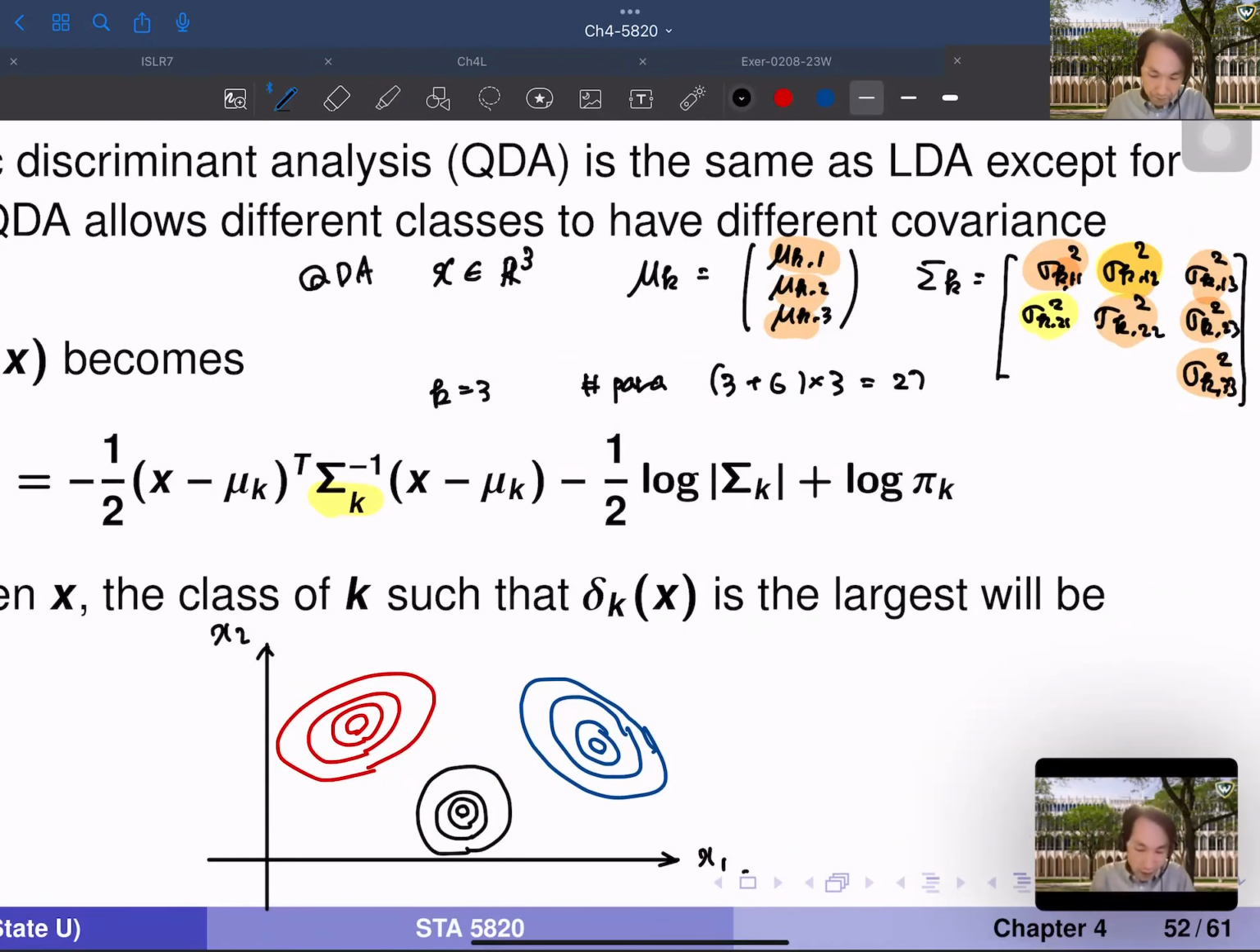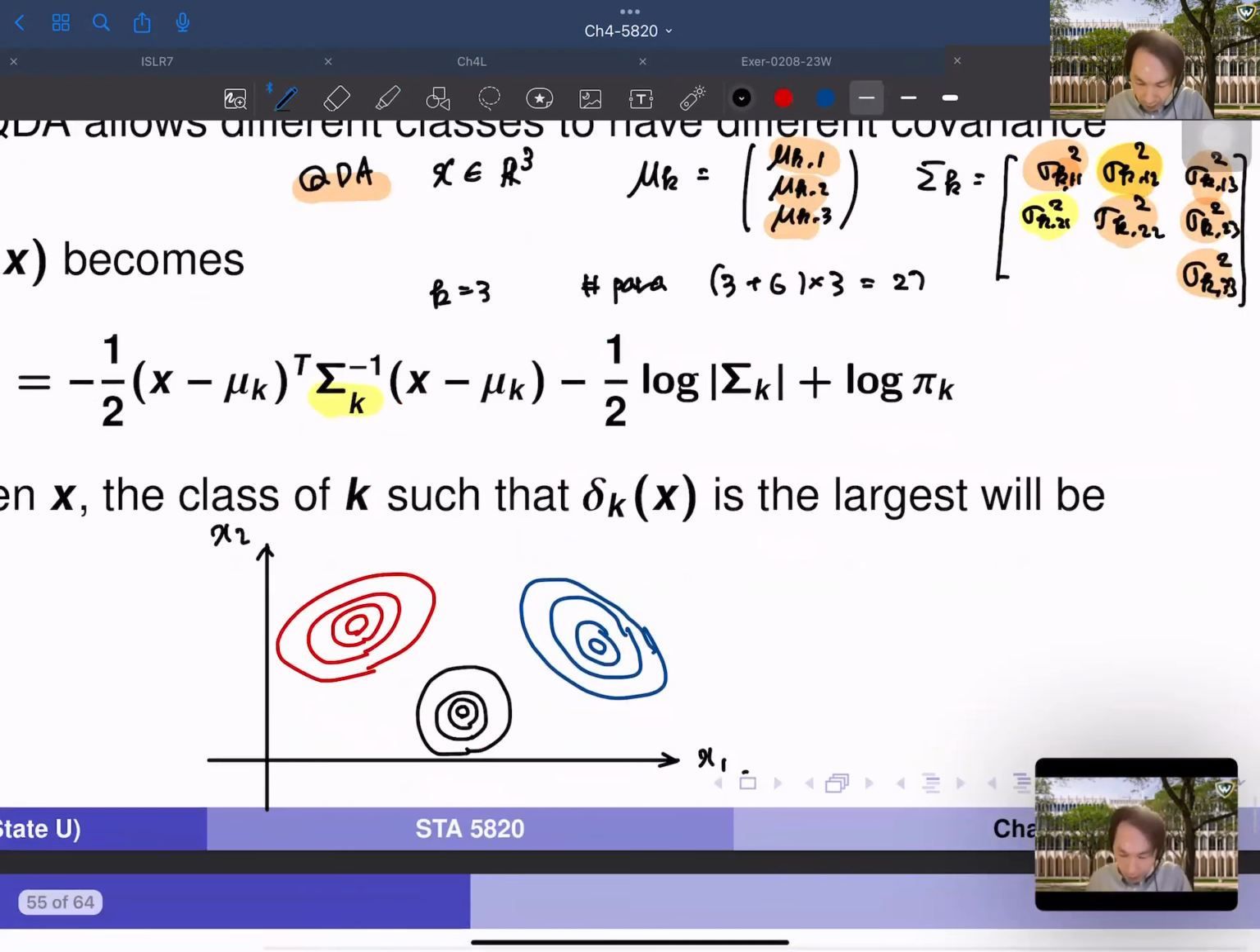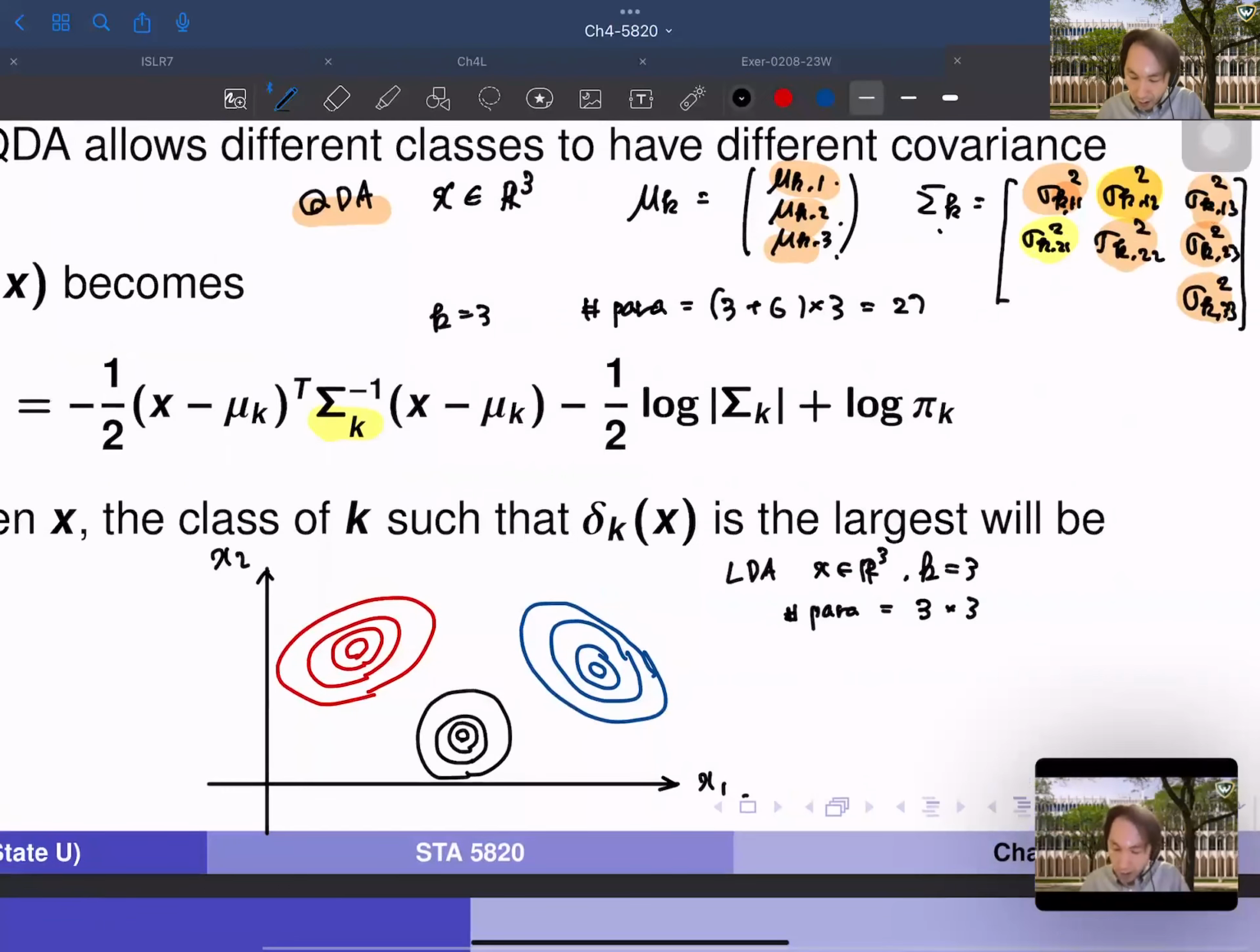If LDA, we have much fewer parameters. Suppose that X is also 3-dimensional and K is equal to 3. Then the number of parameters is: 3 for mu k1, mu k2, mu k3 in each of the 3 groups, so 9 parameters, and sigma has 6 parameters. So we have 15 parameters, much fewer compared to QDA.